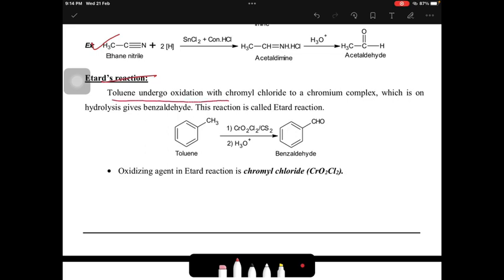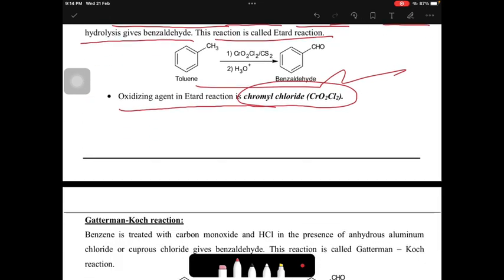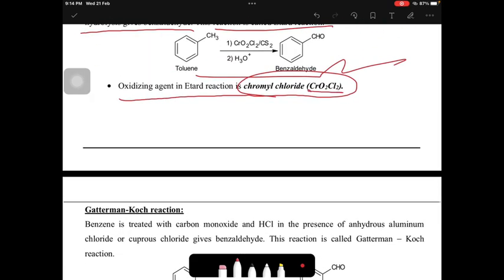Etard reaction: toluene undergoes oxidation with chromyl chloride to form a chromium complex, which on hydrolysis gives benzaldehyde. This reaction is called Etard reaction. The oxidizing agent in Etard reaction is chromyl chloride, formula CrO2Cl2.